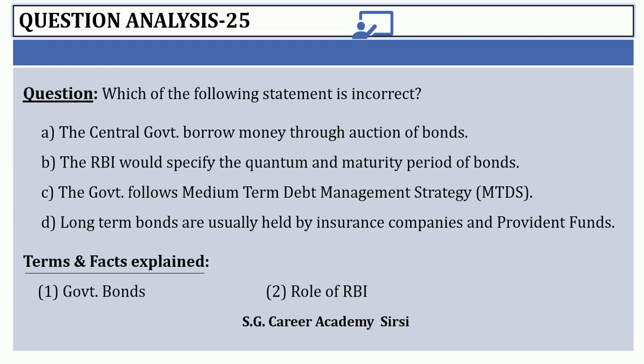Coming to the third one, the government follows the medium-term debt management strategy. Definitely it is correct. The government is following the MTDS, that is medium-term debt management strategy, to reduce the cost and risk of the borrowing. There is a cost as well as a risk in public borrowing, so that is managed through the strategy of MTDS. Then the fourth one, long-term bonds are usually held by insurance companies and provident funds. That is also correct.